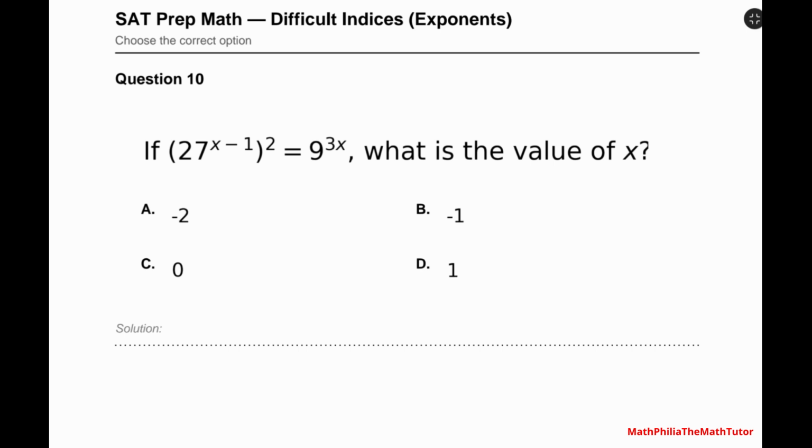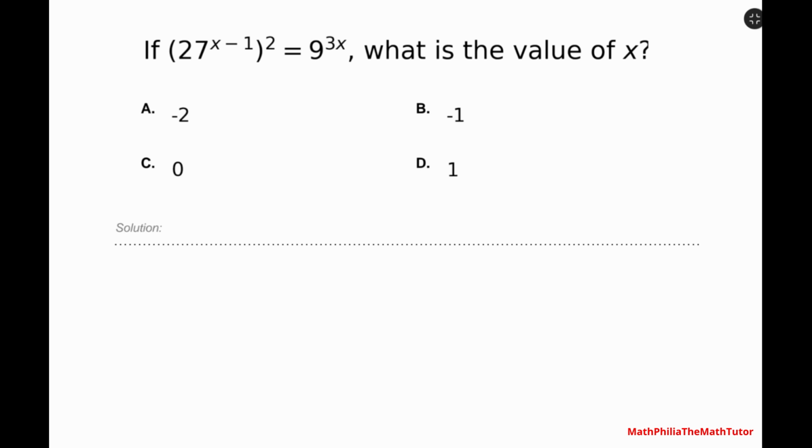Well, if 27 raised to the power of x minus 1, closing bracket, or parenthesis if you want, raised to the power of 2 is equal to 9 raised to the power of 3x. What is the value of x? Again, there is no new thing. The bases are different. Let's make sure that we make the bases the same. That's all we have to do, and then equate the powers. There's nothing new.